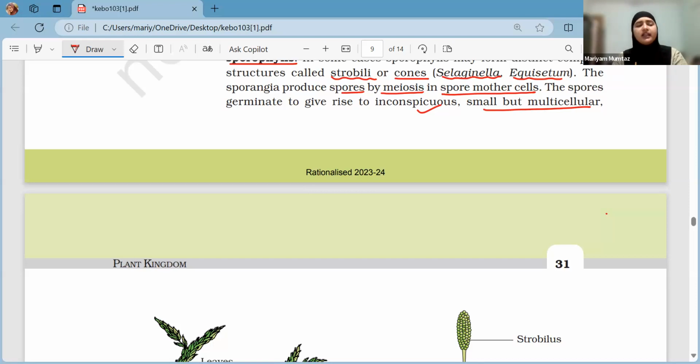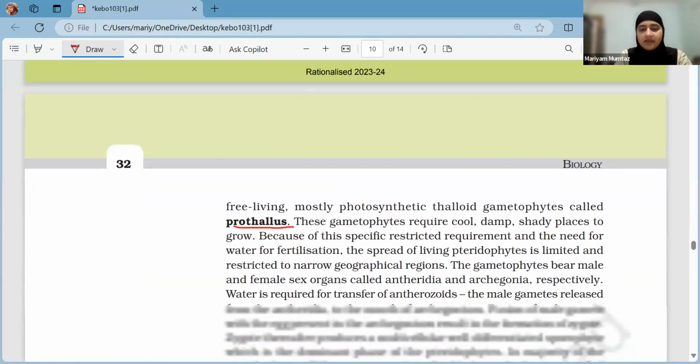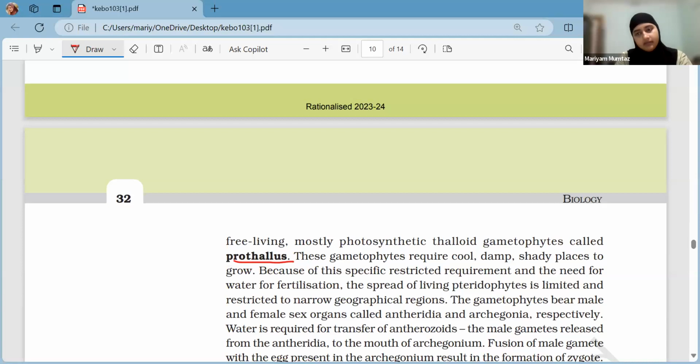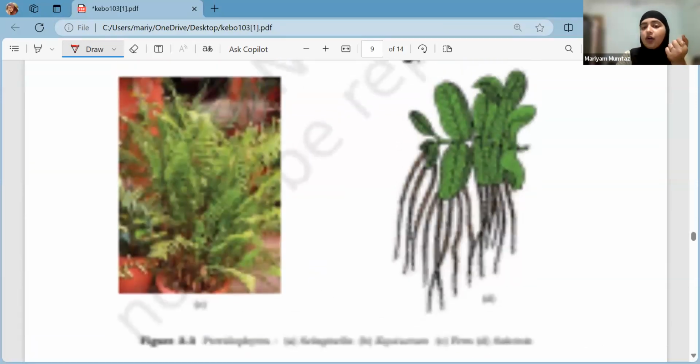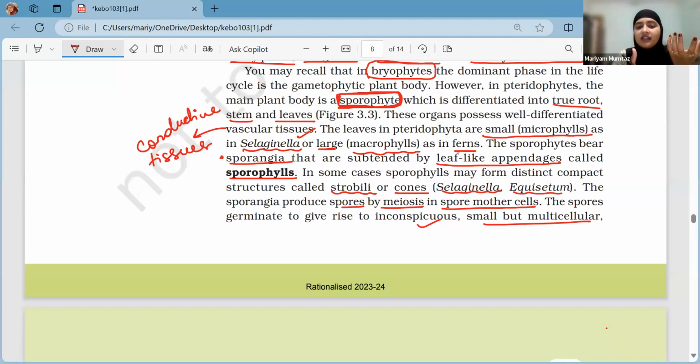Correct. They are not attached. They are not deriving the nutrition from anywhere. They are living just like how we do, right? Normally by themselves. Photosynthetic, they can perform photosynthesis. Thalloid, again, thallus-like structure is there. Now, inconspicuous. See, inconspicuous is a word that describes something that is not clear. It's not distinct. Something that is not distinct is inconspicuous.